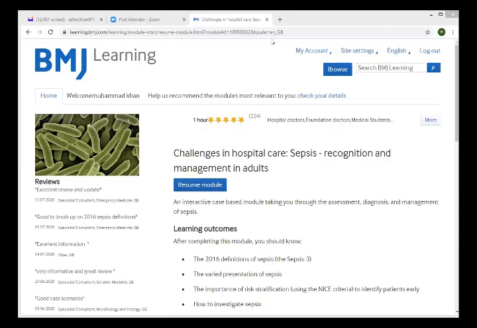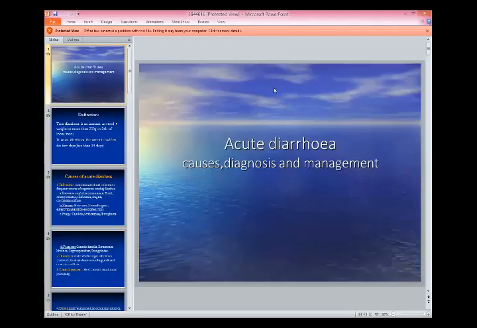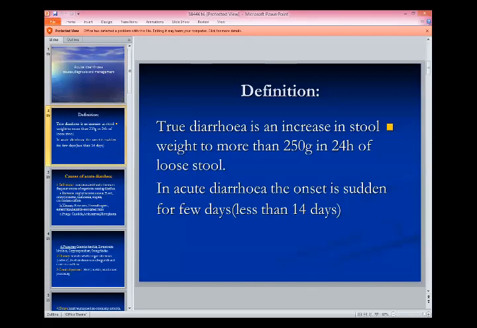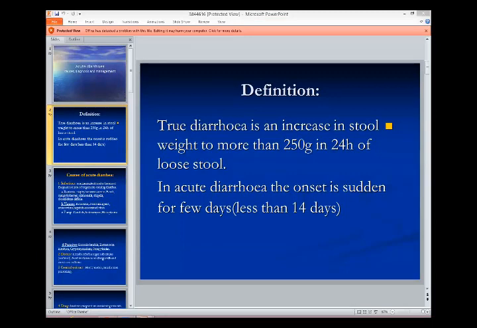diarrhea thing. Okay. So let's do this diarrhea. So what is acute diarrhea? What's the definition of diarrhea? True diarrhea is an increase in the stool weight to more than 250 grams in 24 hours. So 2 small loose stools is not diarrhea. Acute diarrhea is when the onset is sudden and it lasts less than 14 days.